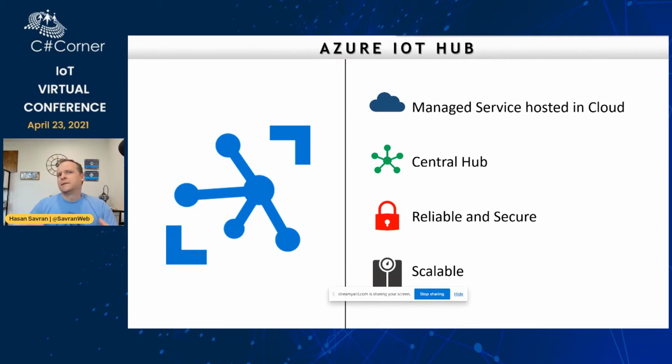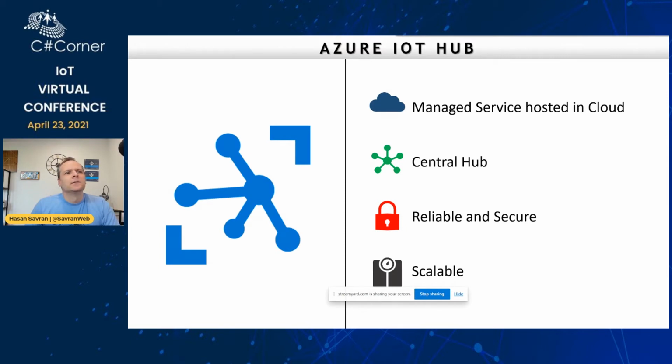As I said before, this is the central hub. It gets all the data, but the good part about it is you can actually send data back to devices too, so it's in both ways. And as I say, it's a managed service in the cloud, so there's not really that much you need to manage in that system. All you have to do is program your device so it can connect and send the data to the Azure IoT Hub.